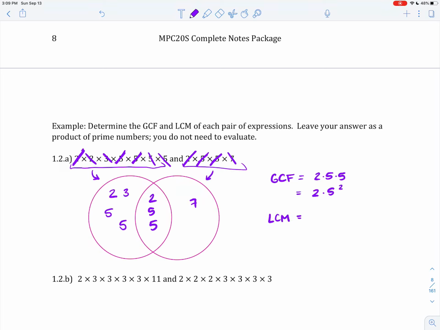For my least common multiple, or my LCM, I'm going to include every number in the Venn diagram once. So I'm going to include the 2, this 2, which is 2 times 2. I'm going to include the 3. I'm going to include this 5, this 5, this 5, and this 5. So many 5s, I know. And I'm going to also include that 7. Of course, I can skip right to the power form. I don't have to write in an expanded form every time. So I'm going to get 2 squared times 3 times 5 to the power of 4 times 7.